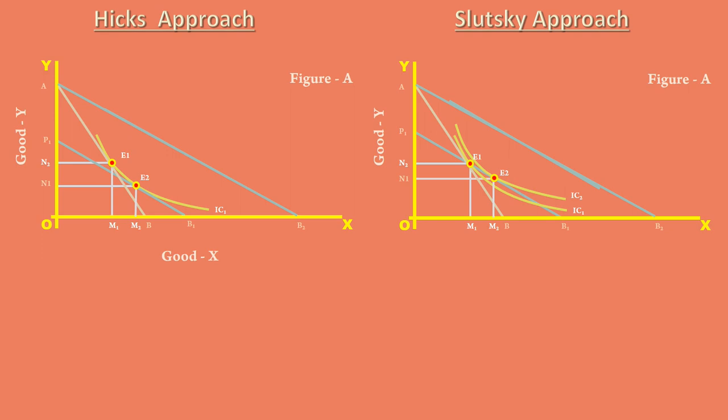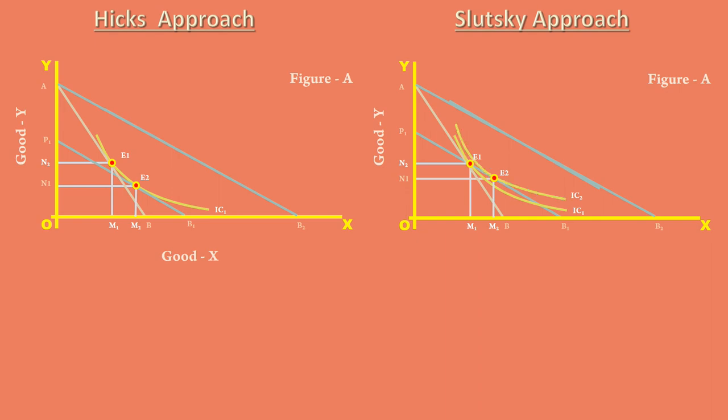In this method, the consumer is fully compensated. He is back to enjoy the original utility level. The entire increase in utility is wiped away. He moves to a new equilibrium on the same indifference curve. The entire increase in utility is not fully wiped away in Slutsky's method. After a reduction in income, he moves to a higher indifference curve.